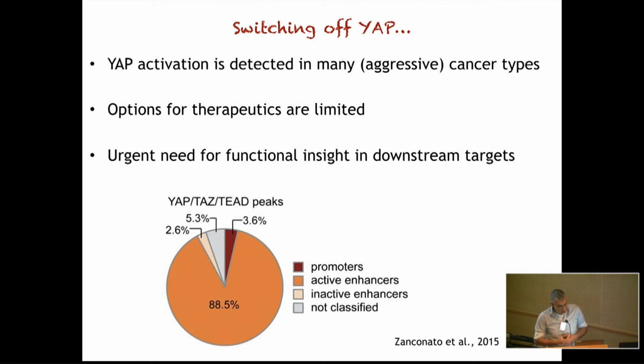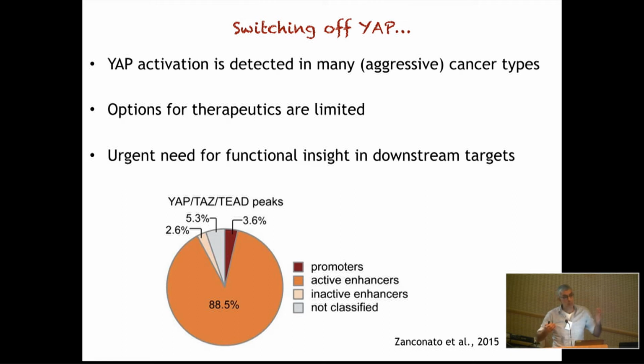So the group of Stefano Piccolo has performed quite some time ago ChIP sequencing with this YAP and TEAD in different breast cancer cells, and identified the targets. And apparently the vast majority of the targets are active enhancers.